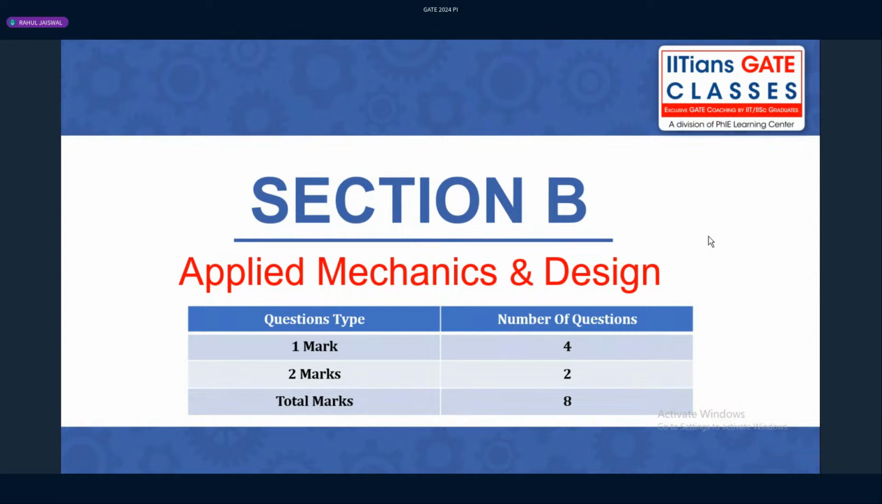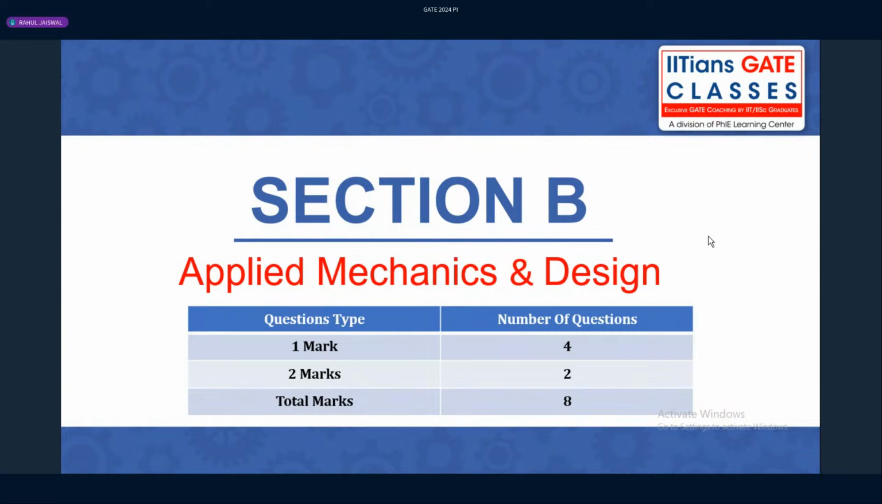Here, if you see the total number of questions in this section for this particular GATE PI paper, production and industrial engineering paper, the count was 6. Four questions were of 1 mark, and 2 questions were of 2 marks. So the total weightage for this section out of 100 marks is 8 marks. You can see that they ask a small portion from this section, but the majority will be from industrial engineering and production and manufacturing.